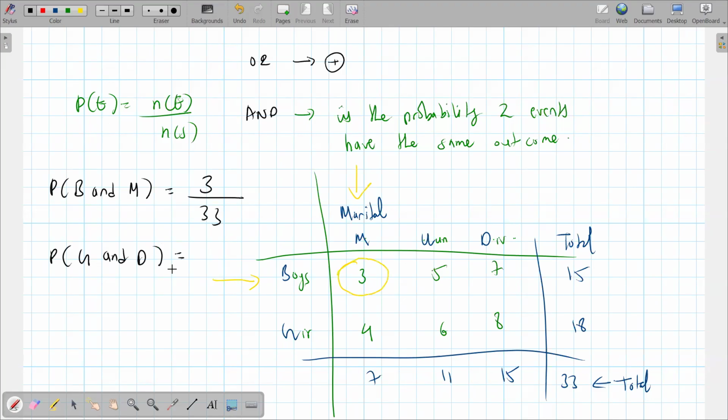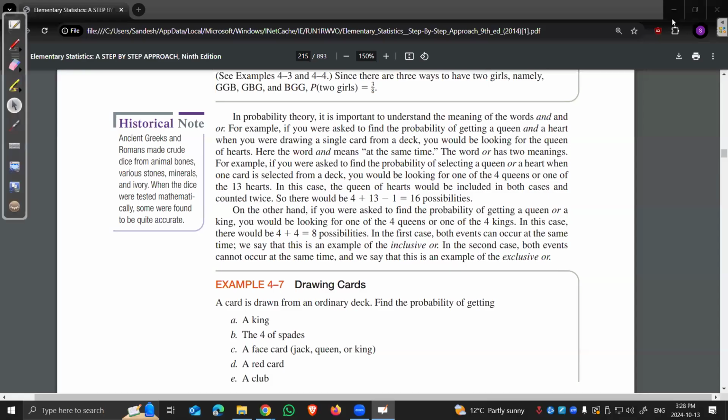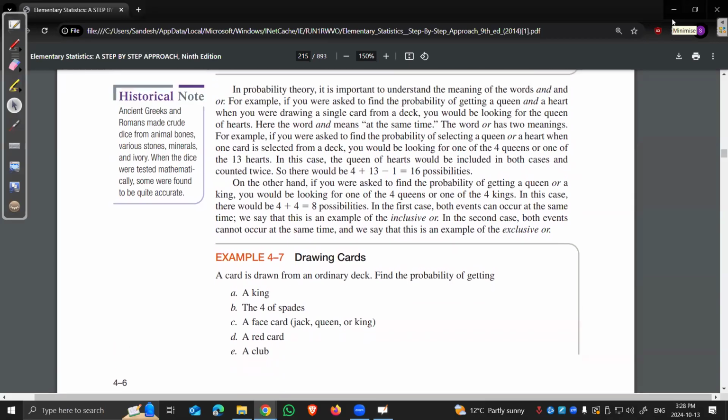It's going to be 8 over 33. There we go. So that's "and", okay? "And" is where two events have the same outcome. You need to find where they intersect. I'm sure the book has some questions on this coming up later. Let's keep going here.